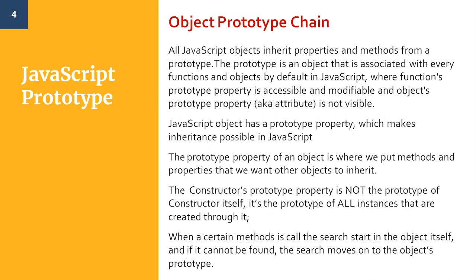The constructor's prototype property is not the prototype of the constructor. It is the prototype of all inherited instances that are created through it. When a certain method is called, the search starts with the object itself, and if it cannot be found, the search moves on to the object's prototype.